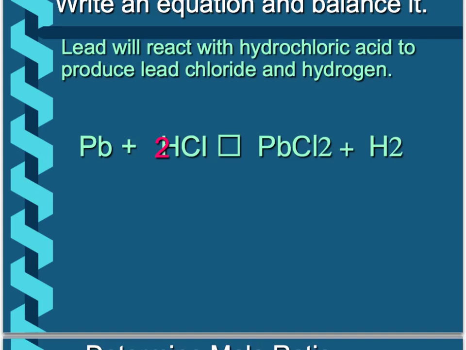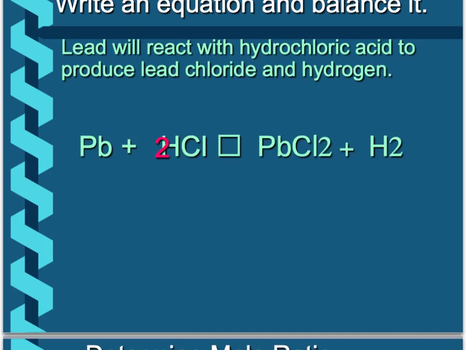So the first thing that you need to do is to write that equation and make sure that you're balancing it. So lead will react with hydrochloric acid to produce lead chloride and hydrogen. So here's our lead, here's our hydrochloric acid, here is our lead 2 chloride, and so you have to remember how to write that formula. And then hydrogen, this is our diatomic molecule, so it's going to be H2.